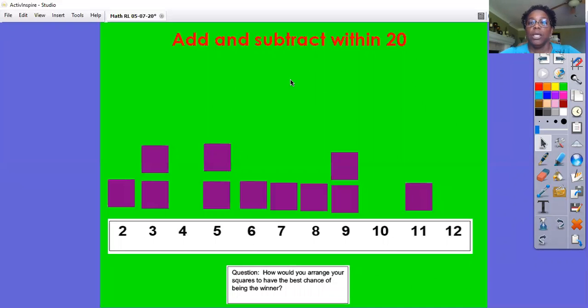So what we're going to do is we're going to roll the die. I'll go back to the internet and it says roll again. So we're going to roll. And then we're going to add 3 plus 4 equals, let's count, 1, 2, 3, 4, 5, 6, 7. 3 plus 4 equals 7. So did we put a square on number 7? Yes, we did. So we get to move that square. And then we will roll again.